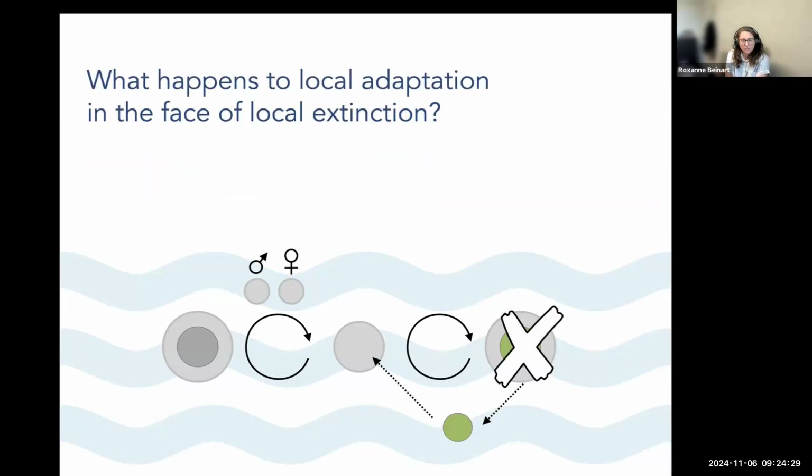Okay, so now I'm going to move into some more recent work that set the stage for this particular part of the world and what we have learned there. I'm going to go into what ended up being a happenstance discovery, but it allows us to look at what happens to local adaptation in the face of local extinction events. When you actually lose a locally adapted population, what happens in that situation?